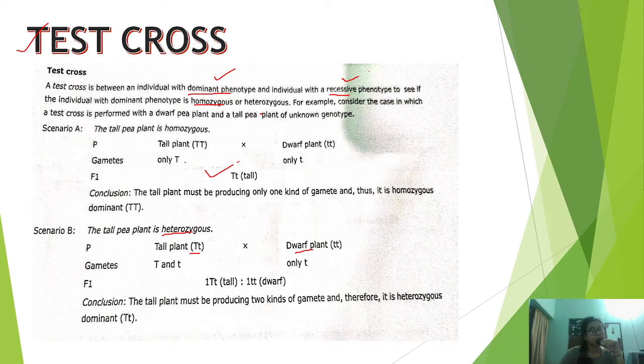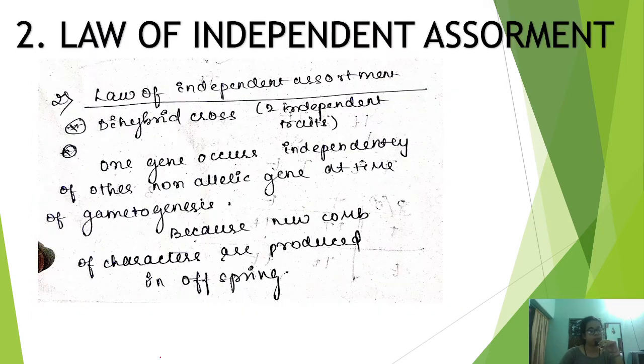In the first case he took the homozygous condition, that is capital T capital T. Second, he took capital T and small t, that is the heterozygous condition. He found one tall plant and one dwarf plant. So by this he concluded that the tall plant must be producing two kinds of gametes and therefore it is heterozygous. Okay, so by this he concluded the experiment. This is the first law.